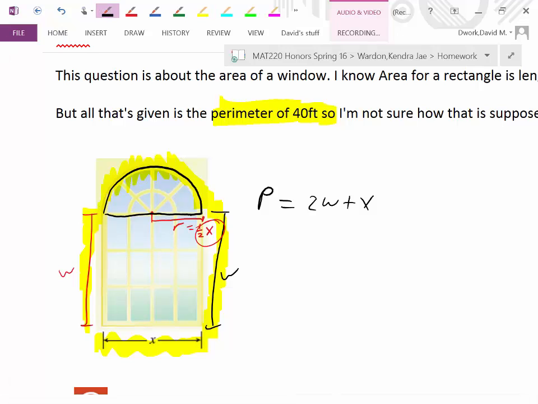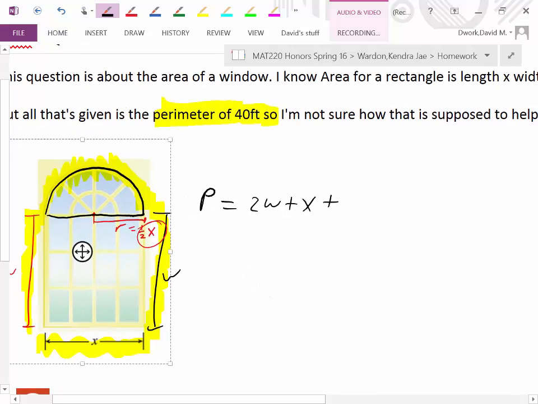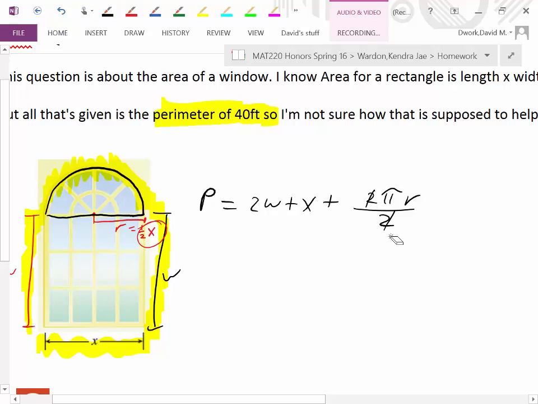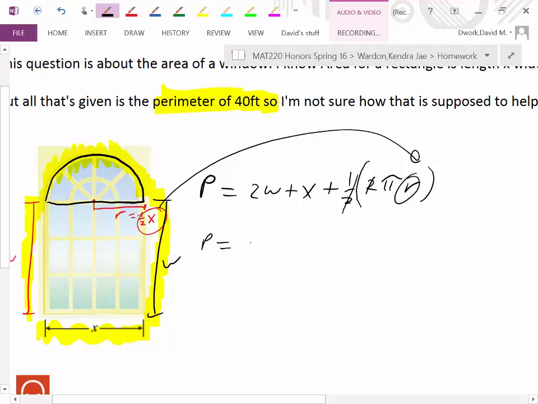Well, how do you find the perimeter of a semicircle? Once again, like we already figured out before, the radius is 1/2 x, so the formula for the perimeter of a circle is 2 pi r. And then since we don't want the full circle, we want 1/2 of it, and that makes it easy because those divide. So that's just going to leave us with pi r. Or I could write it the other way and write it 1/2 of a full circle perimeter, so those divide. And again, r is 1/2 x, so our perimeter for the shape is 2w plus x plus pi times 1/2 x.